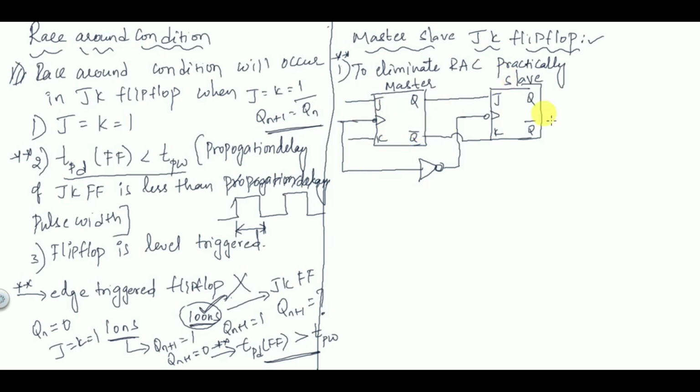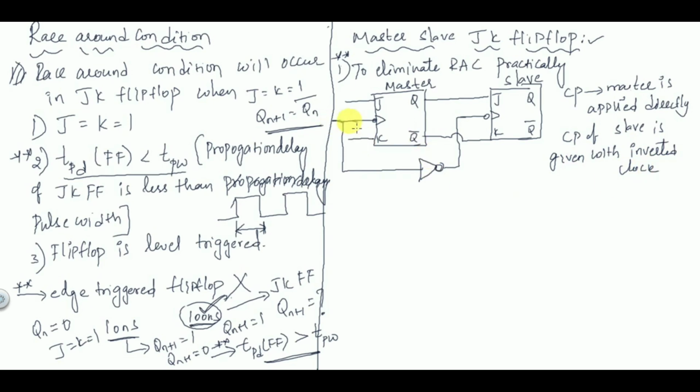The clock pulse of the master is directly applied, but the clock pulse of the slave is given with an inverted clock.